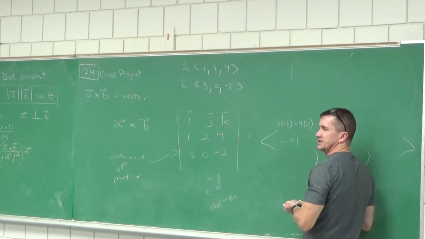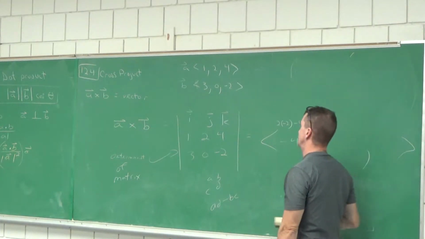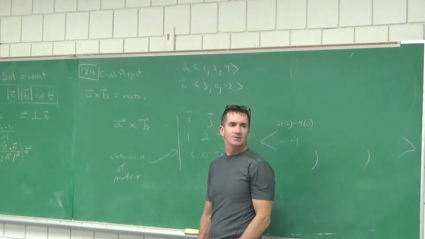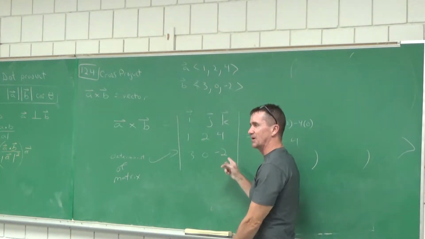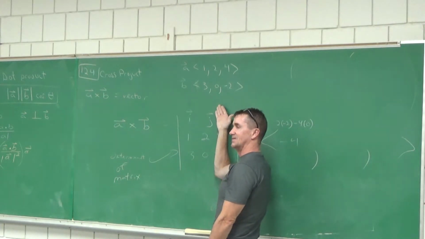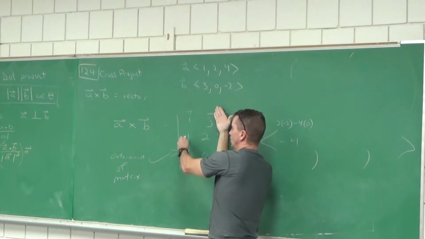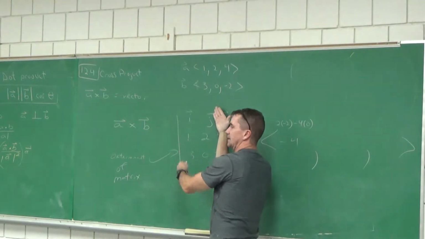But I'm just going to repeat this process. Come down to the third component. For this component, wipe out which column? Third column. AD minus BC. 1 times 0 minus 2 times 3.